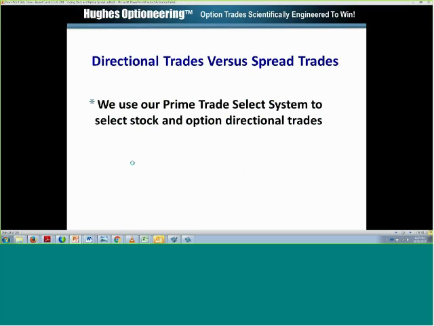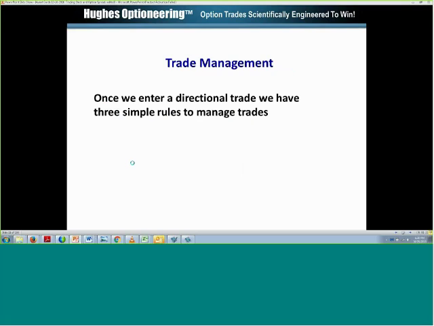So let's look at our Prime Trade Select system. We use this system to select stock and option directional trades. We'll look at our trade selection first, and then we'll look at some examples of directional trades we took. And then one of our money management rules is when we have a profit in a directional trade, then we create a spread trade. And that's really worked out well the last couple of years, because these spread trades have been profiting during this type of market condition.